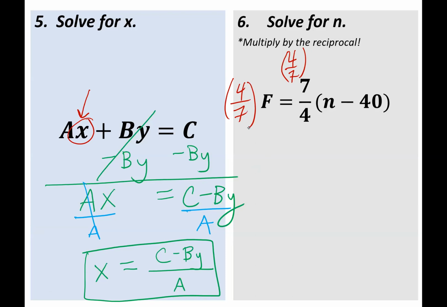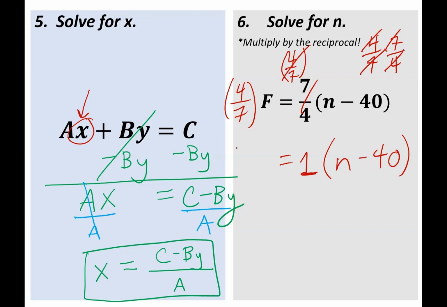Now, why would we do that? Well, 4/7 times 7/4, that's just 1, because the 4's cancel and the 7's cancel. So we're essentially just left with 1 in front of our parentheses on that right side. So I now have 1 parentheses n minus 40 on the right side, and then on the left side, we can now write 4/7 f.